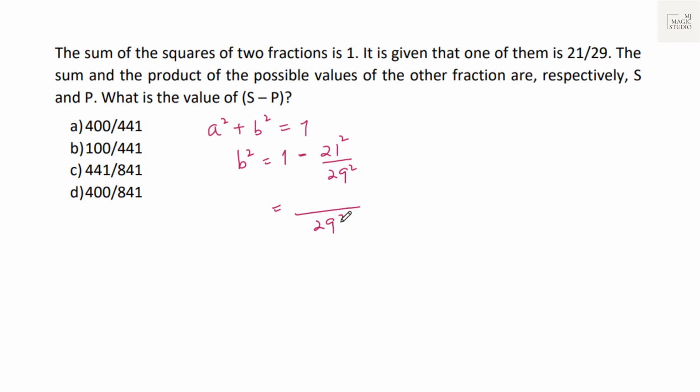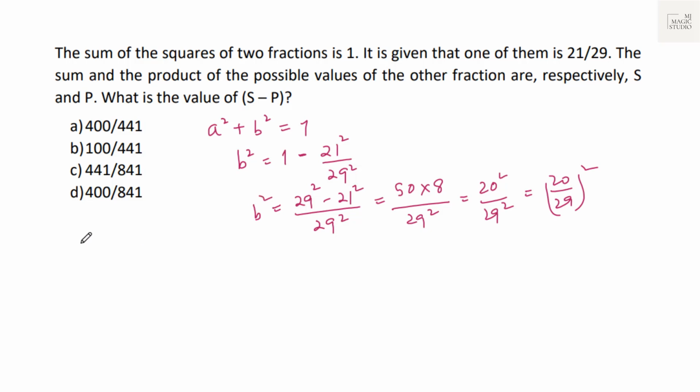Let's solve this. 29 square minus 21 square. Now A square minus B square is A plus B, that is 50, into A minus B, that is 8, by 29 square. That is 400. 400 is 20 square by 29 square. That is 20 by 29 whole square. So values of B are 20 by 29 and minus 20 by 29. It can be positive or negative.